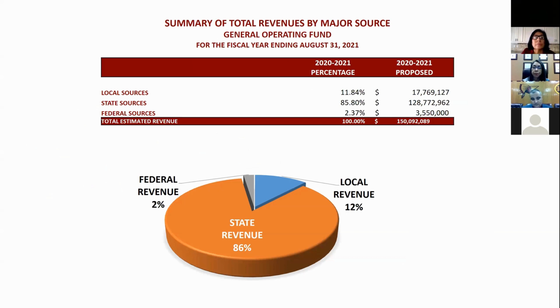Here we have our revenues, how they're broken up by percent, and you see that our largest percent is from state sources at almost 86% of our revenues. And then in second place, it comes in with local sources, which are tax collections, with almost 12% and a little over 2% for our federal resources.